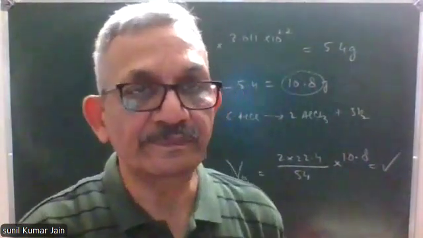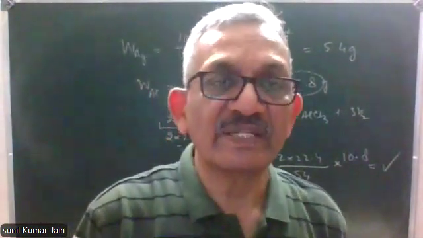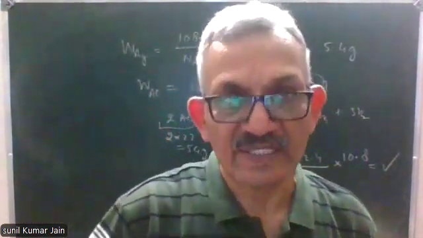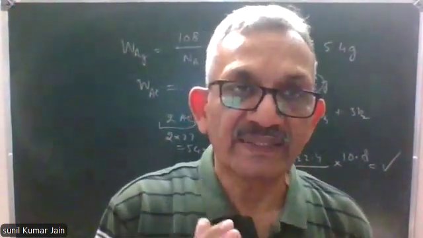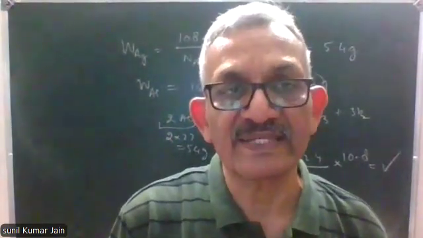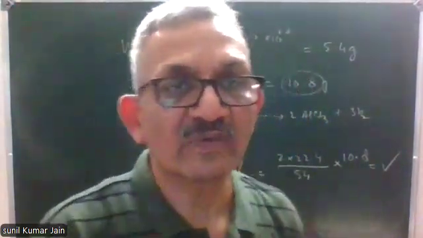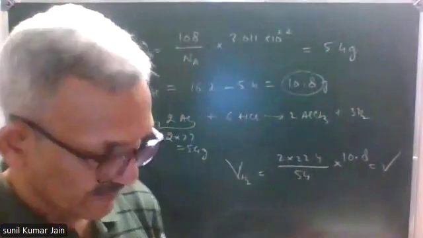From the alloy, first calculate the weight of silver, subtract it, and aluminium will be left. And this aluminium will react with HCl to produce hydrogen, and we will calculate the volume of hydrogen produced.